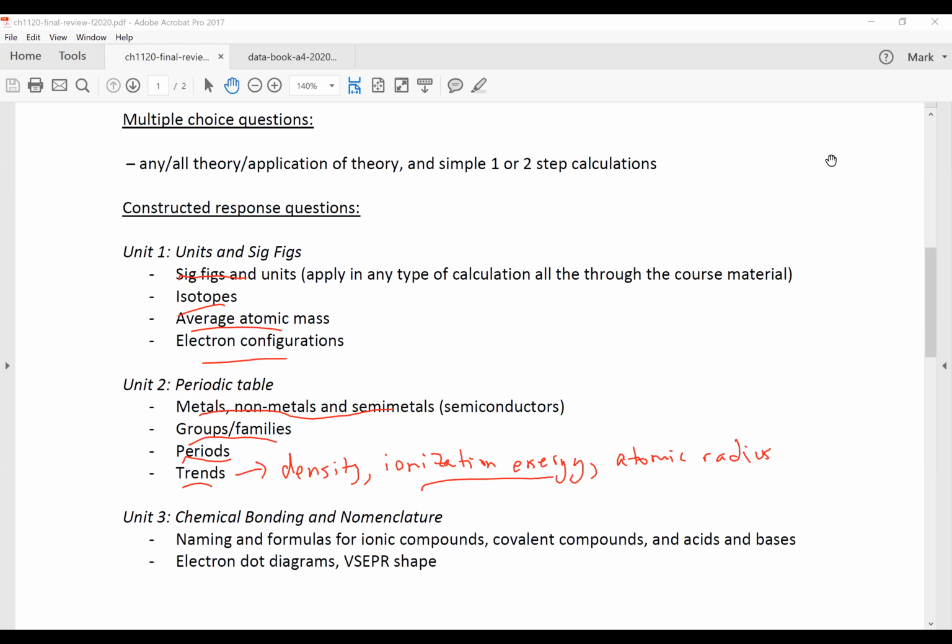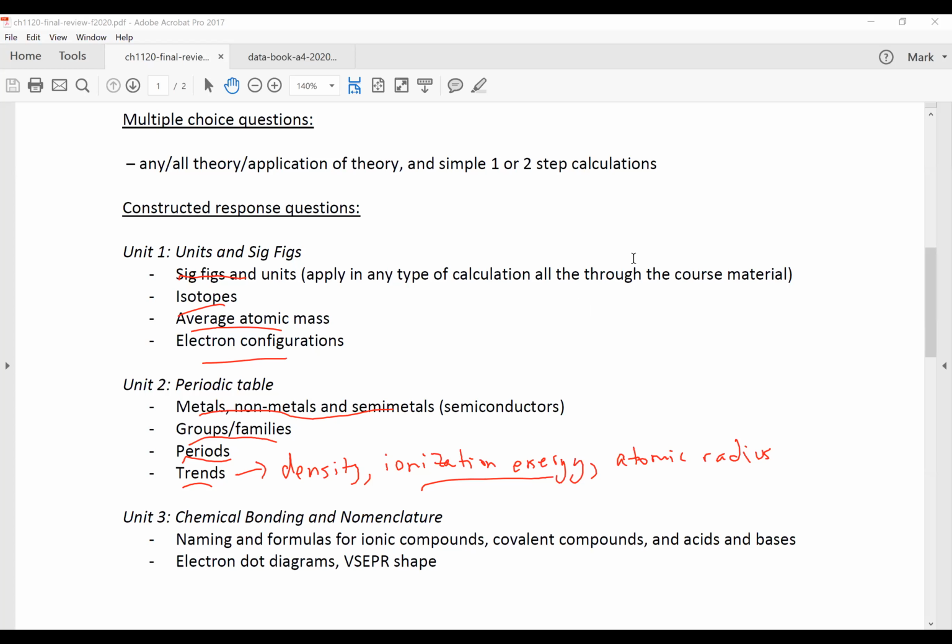So yeah, just to go over what I said again, because I'm recording now. For chapter 1, make sure you know significant figures, isotopes, average atomic mass, and electron configurations. For unit 2, make sure you know the difference between metals, nonmetals, and semimetals. That's extremely easy. I'll show you that in a minute.